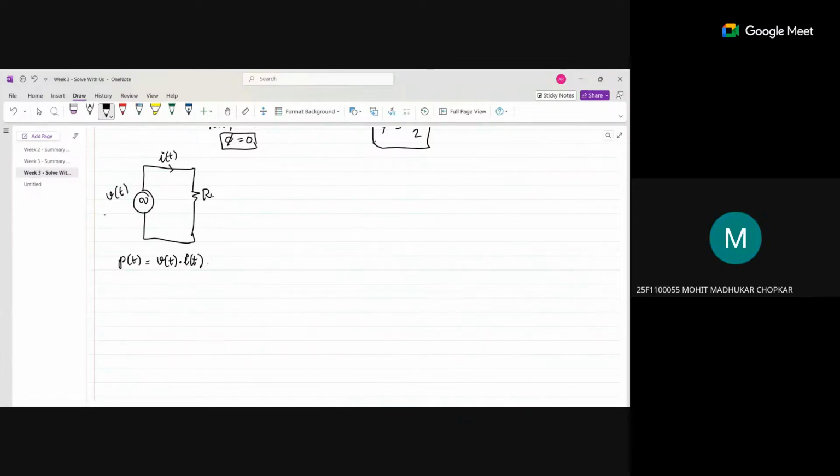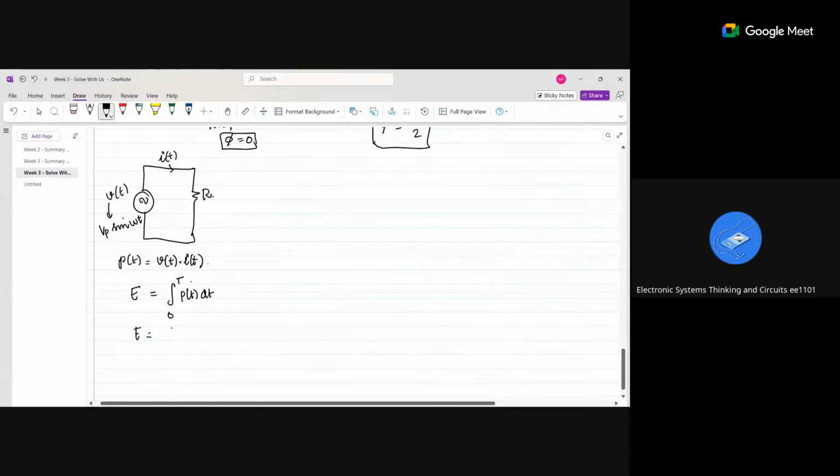Here they would have taken V of t as Vp sine omega t, as if the AC voltage were a sine wave. Then they would have derived this equation for P of t. Why did they derive P of t? Because we want to find E. E is nothing but the integral of P of t dt over one cycle. Then we would have derived this one, Vp square by R into T by 2, so E is Vp square T by 2R.